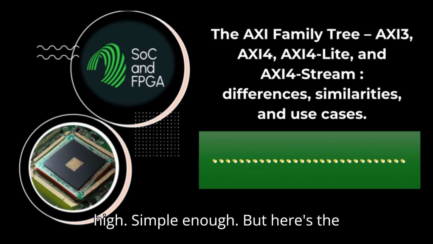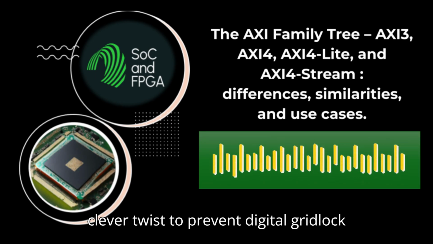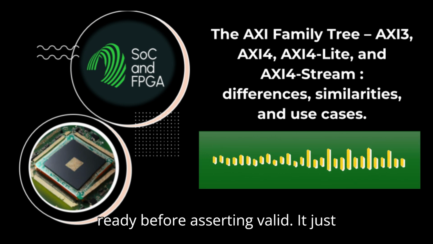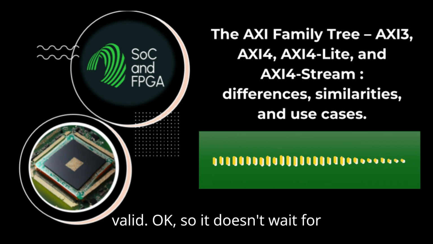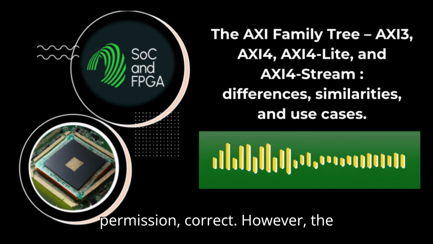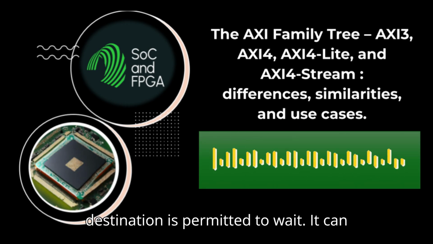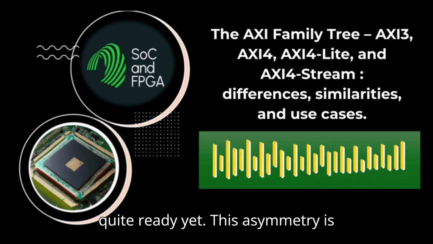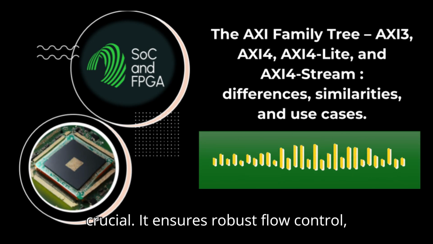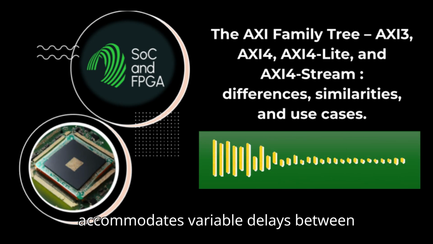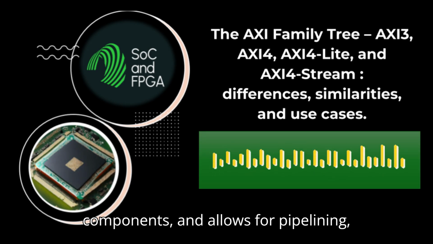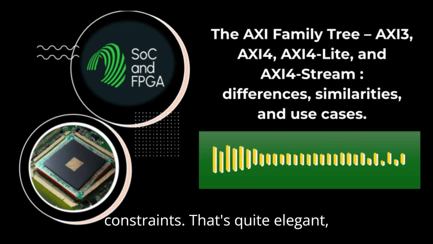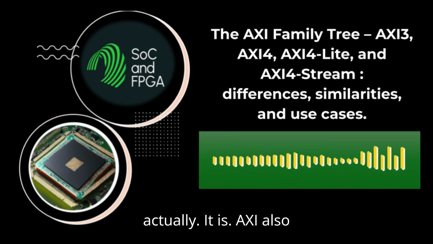Simple enough. But here's the clever twist to prevent digital gridlock, or deadlock. The source must not wait for ready before asserting valid. It just puts the data out there and says it's valid. Okay, so it doesn't wait for permission. Correct. However, the destination is permitted to wait. It can hold off asserting ready if it's not quite ready yet. This asymmetry is crucial. It ensures robust flow control, accommodates variable delays between components, and allows for pipelining, keeping data flowing smoothly without imposing rigid, difficult timing constraints. That's quite elegant, actually. It is.